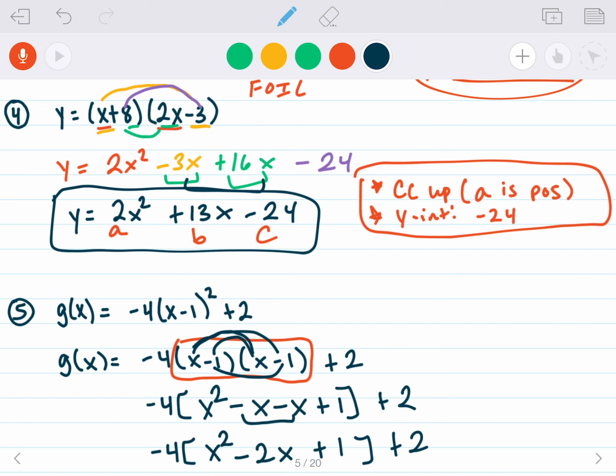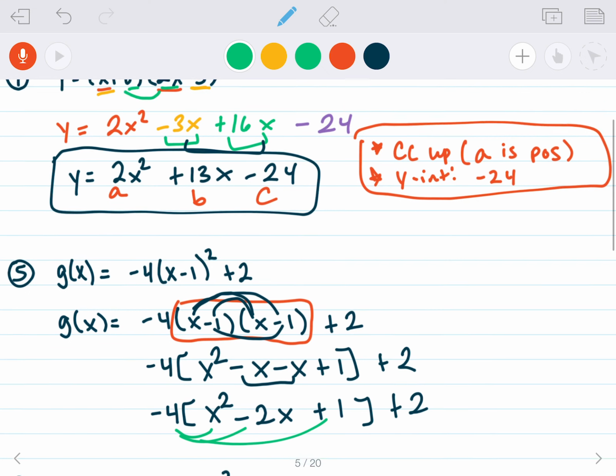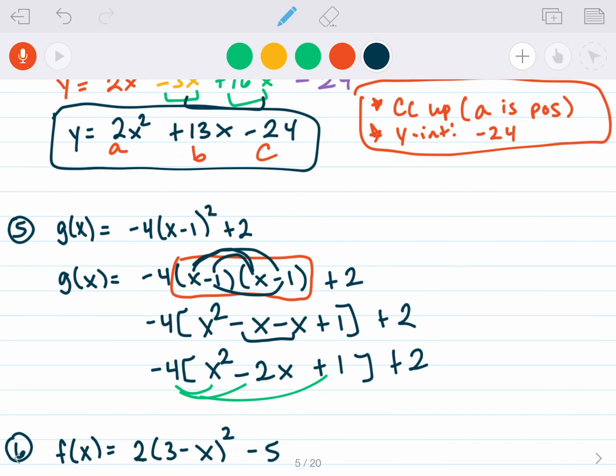Now at this point, you have this negative 4 being multiplied by all of this on the inside. We can distribute that to each term. All right, so we have negative 4 times x squared is negative 4x squared. Negative 4 times negative 2x is a positive 8x. A negative 4 times a positive 1 is a negative 4. And keep in mind, we still have that positive 2 on the outside.